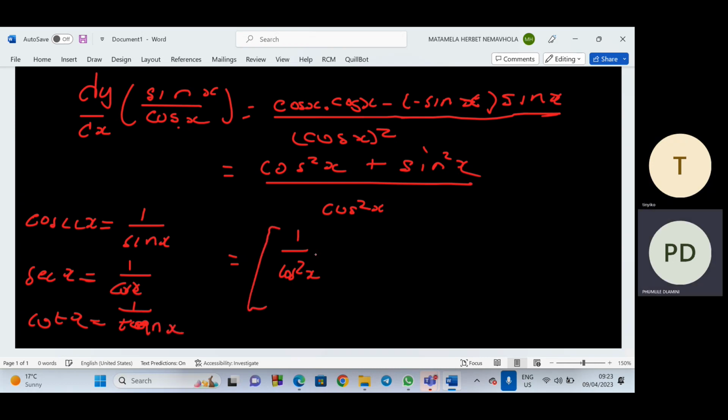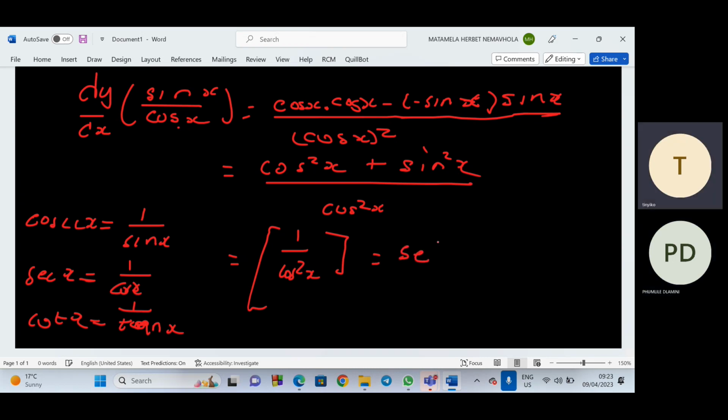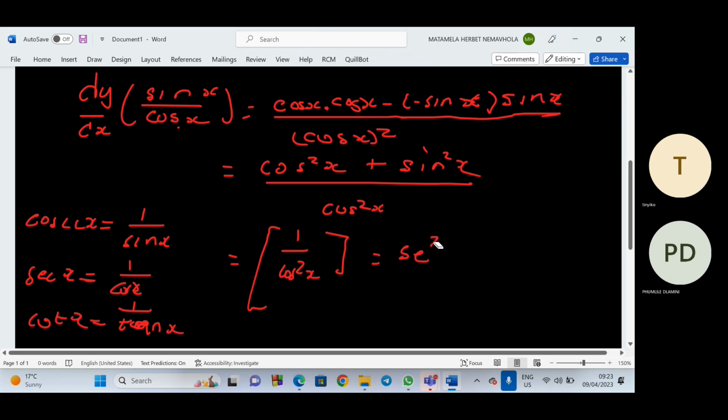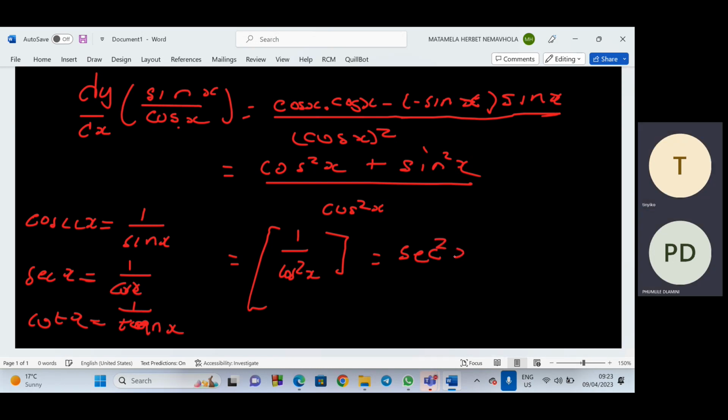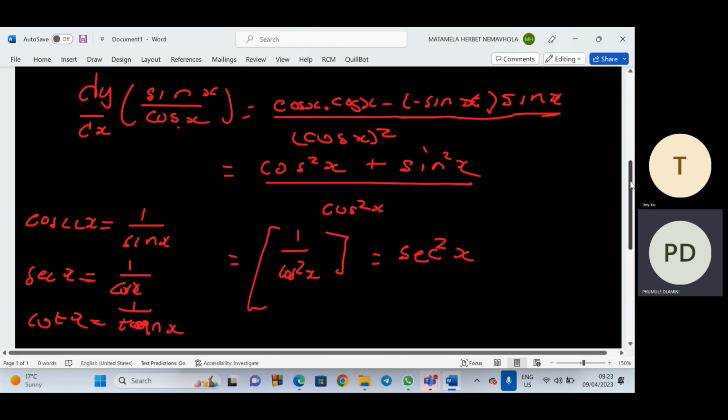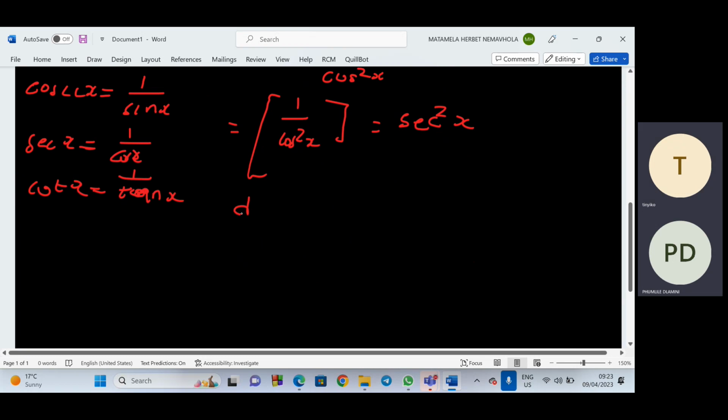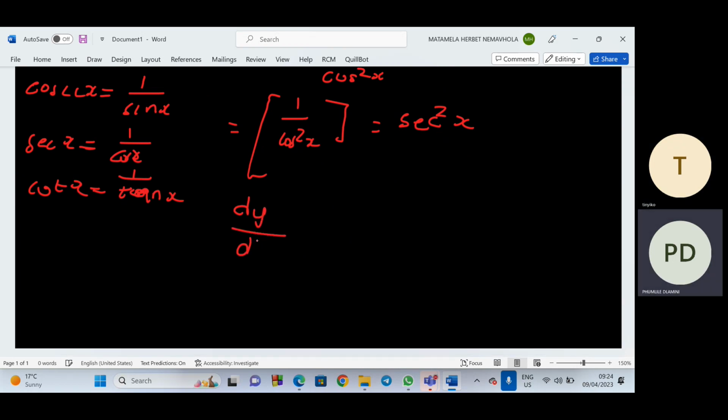So now, this means the answer for this one is the same as what? 1 over cos squared x is the same as sec squared x. The reason we have to do this is that I wanted to show you how to find dy over dx. So dy over dx of tan x is equal to sec squared x. So this is how we normally get it.